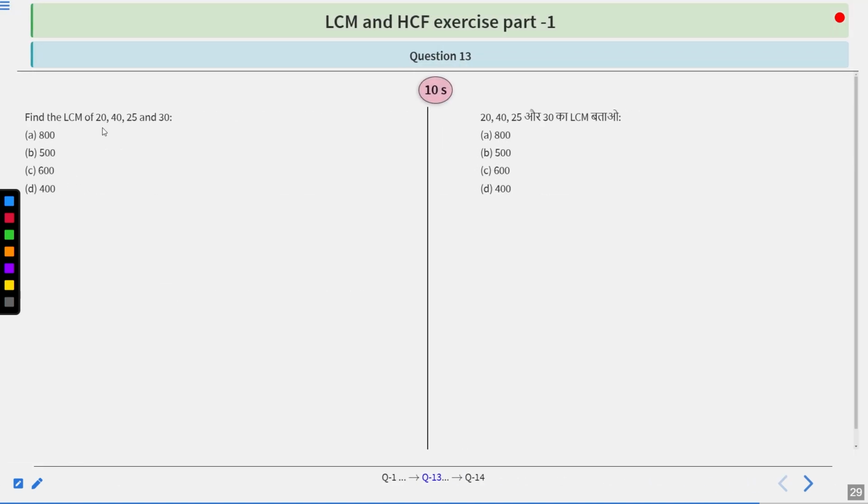Find the LCM of 20, 40, 25 and 30. And options are 800, 500, 600 and 400. These are the options. And I'm giving you 10 seconds to find out the correct answer. After that, I will do the solution.